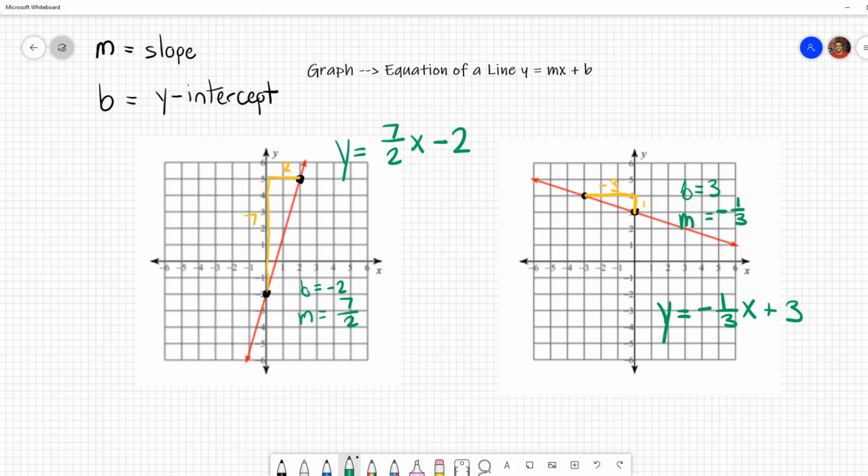And there you have it. Those are 2 examples of going from line to equation. We're going to discuss using these equations a lot more next week, so hang tight on what these are going to represent, what these mean, how to use them. But this is how you convert.